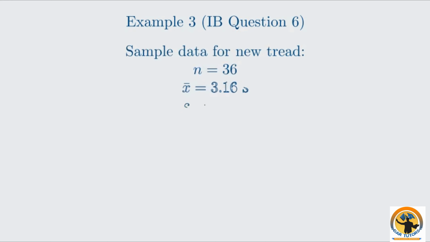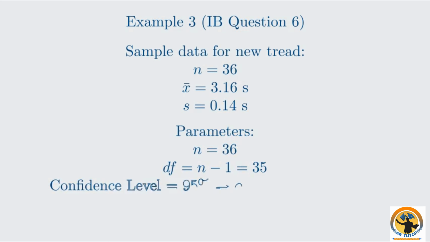This sample data yields a sample mean stopping time of X bar equals 3.16 seconds, and a sample standard deviation of S equals 0.14 seconds. We need to construct a 95% confidence interval for the mean stopping time and use it to evaluate the company's claim. Let's first build the 95% confidence interval. The sample size n is 36, so our degrees of freedom are 35. The confidence level is 95%, so alpha is 0.05, and alpha over 2 is 0.025.